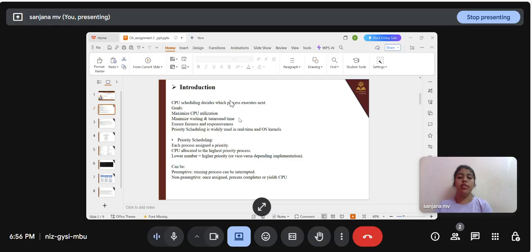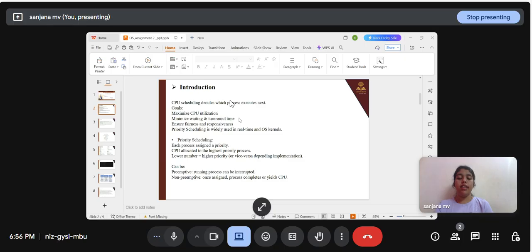The main goals of CPU scheduling are to maximize the CPU utilization, minimize the waiting time and the turnaround time, and to ensure fairness and responsiveness. One commonly used scheduling technique is priority scheduling. In this algorithm, each process is assigned a priority and the CPU always runs the process with the highest priority. In some systems a lower numeric value means a higher priority, while in others it may be reversed.